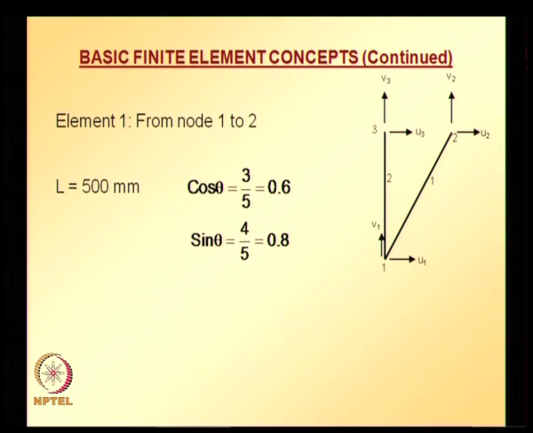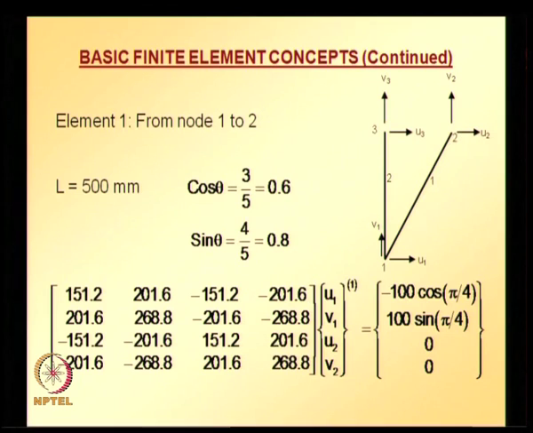The coordinates of the ends of element 1 can easily be calculated. Looking at the geometry, we can easily find the angle between global x axis and local x axis for element 1: cos of that angle is equal to 0.6, and sine of the angle between global x axis and local x axis for element 1 is 0.8, and using these values we can assemble the element equations for element 1.